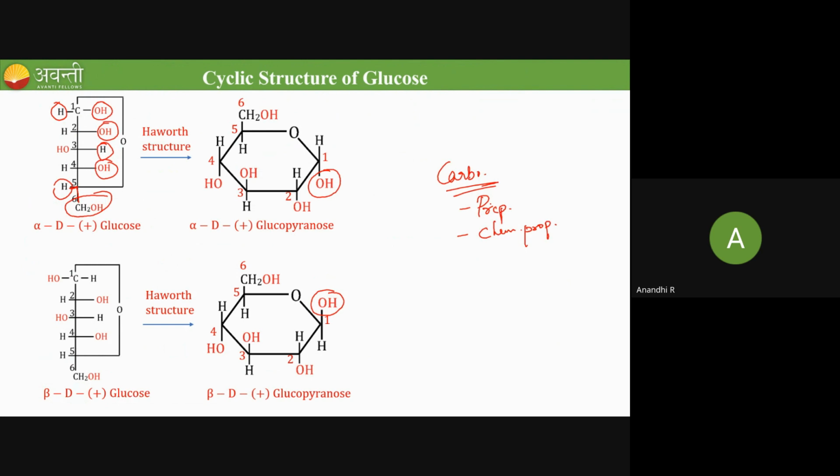Yes, Sandeep. Yes, tell me. Yeah, this alpha beta part I'll continue in the next class, tomorrow's class. If OH is present on the bottom side, then it is called alpha. If it is up, then it is called beta. Got it? In the cyclic structure, if you find OH in the bottom position, it is alpha. If OH is on the upward side, it is called beta. Got it?